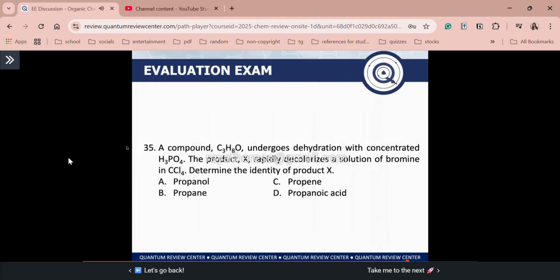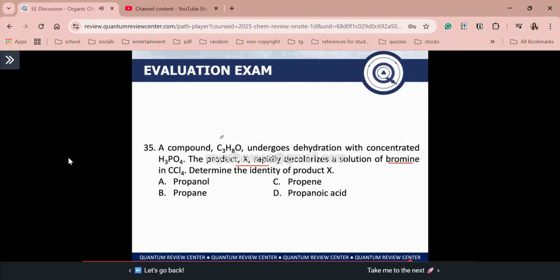Next, 35. A compound that contains oxygen, C3H8O, undergoes dehydration with concentrated H3PO4, or phosphoric acid. The product labeled X rapidly decolorizes a solution of bromine in carbon tetrachloride. Class, from here you already know this is a nucleophile because it can react with bromine. Determine the identity of product X.